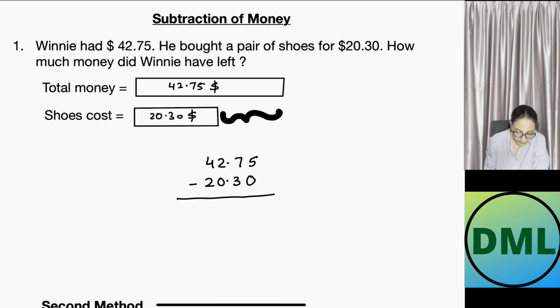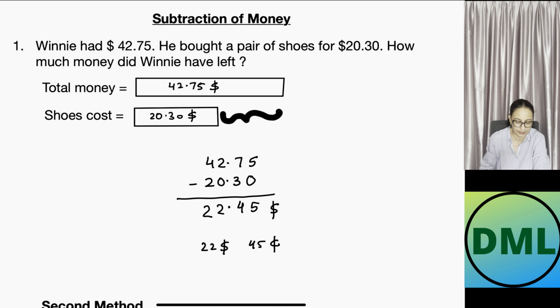If I subtract, 5 minus 0 is 5 only. 7 minus 3, 4, right? Let's write down 4 here. The dot will come as it is here. 2 minus 0, 2, right? Let's write down 2 here. 4 minus 2, 2, right? Let's write down here 22.45, because the bigger number has the positive sign. So my answer is positive here. $22.45. This is basically written as $22.45. This is my answer.